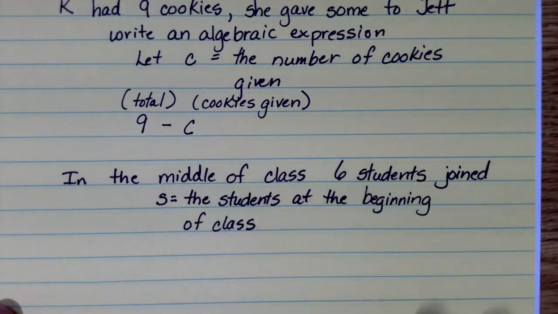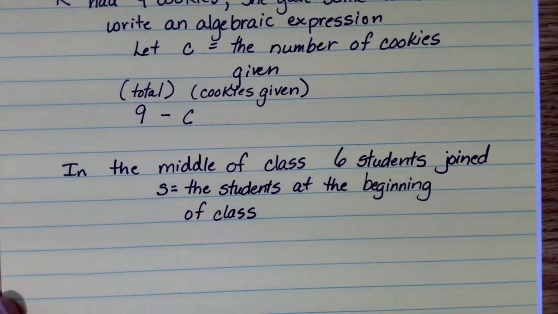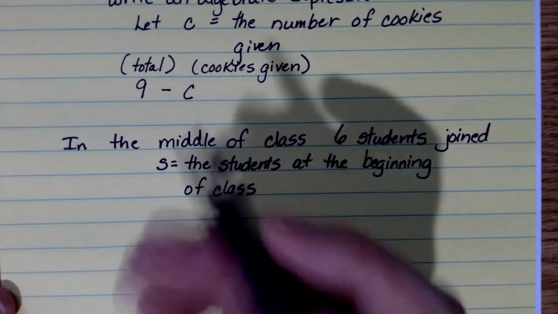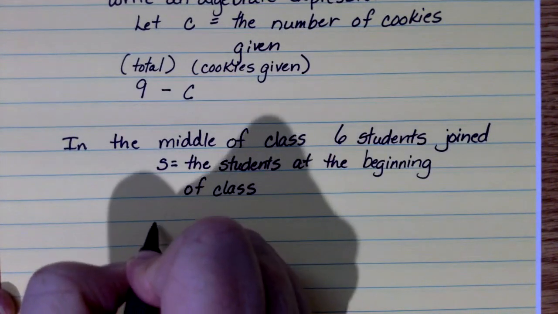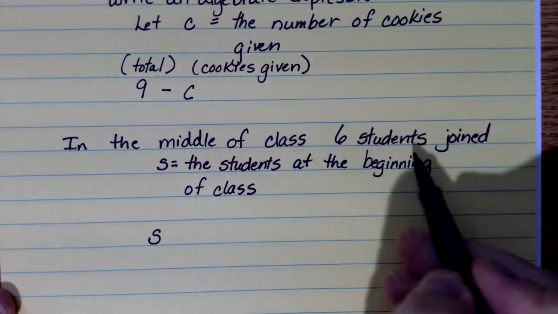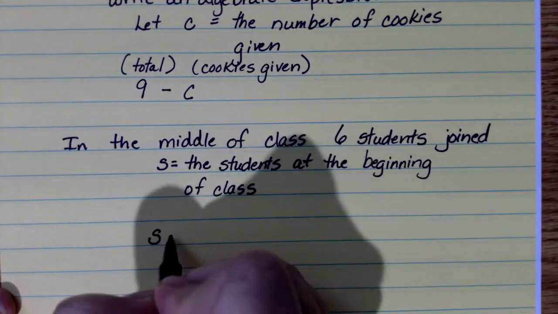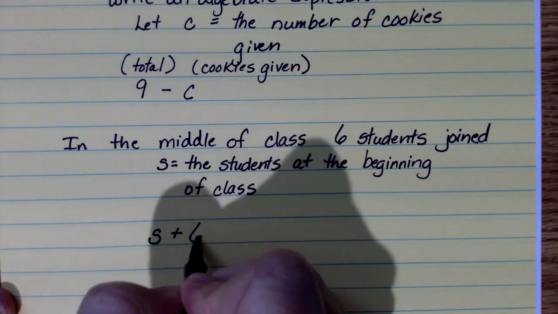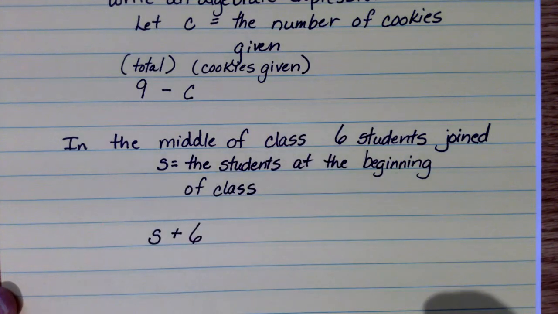So, if there were already some students in class, we're going to use the S to represent the number of students that were already in class. We are adding, because they joined, we're adding 6 students. So your algebraic expression would be S plus 6.